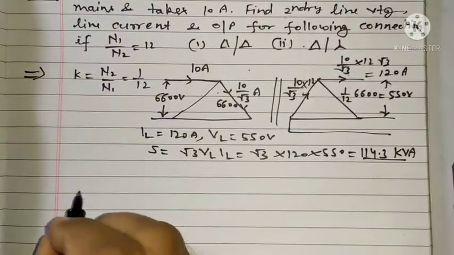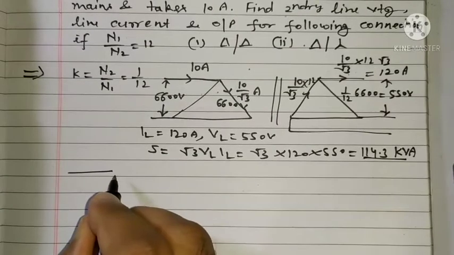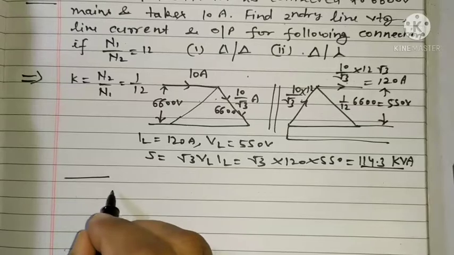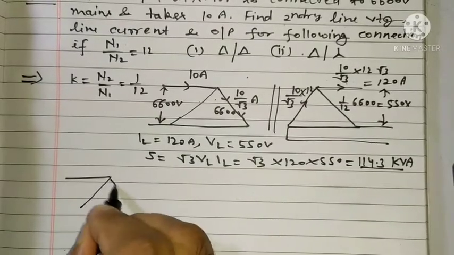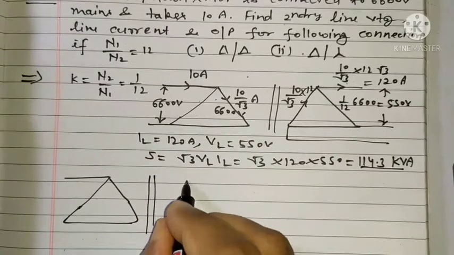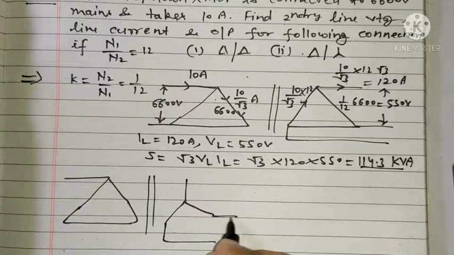Let us see what the scenario will be for the delta-star connection. So I have a delta connection here and I will have a star connection on the secondary, right?